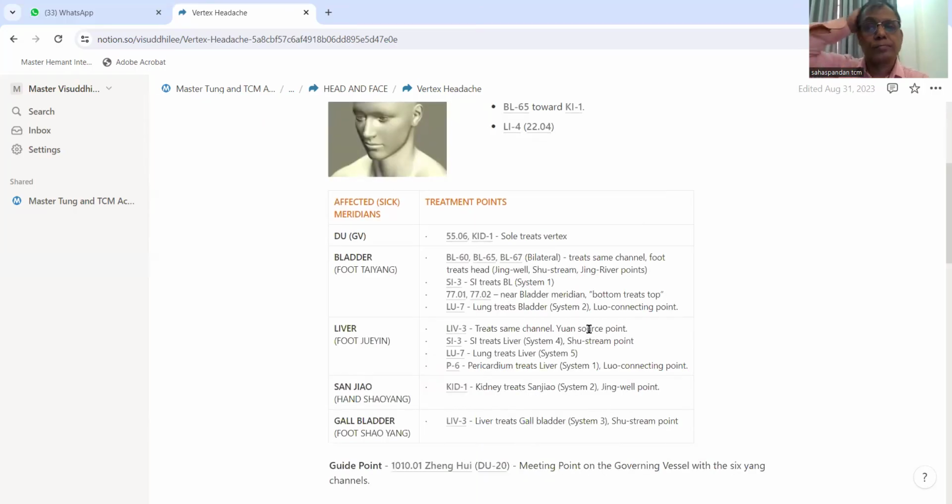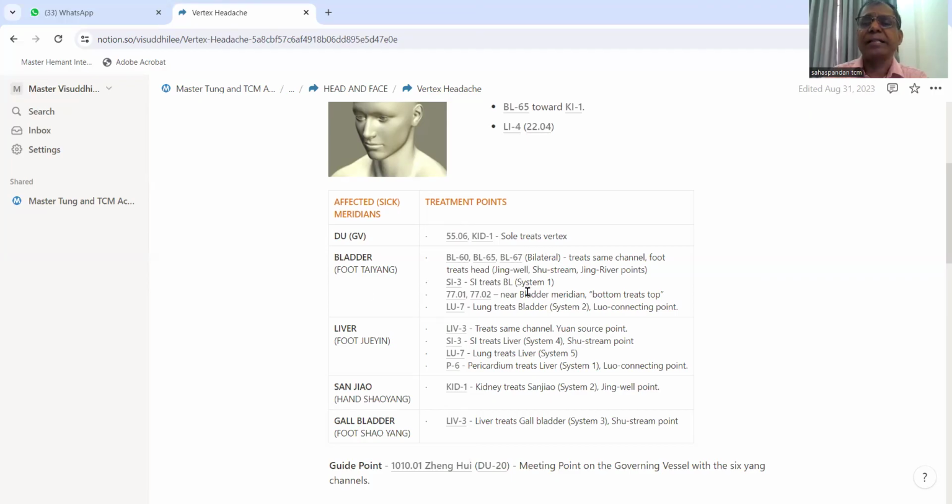So if the headache is on the DU meridian, 55.06, it is Kidney 1. So treat the sole for the vertex. It is a sole and vertex relationship. It is a mirror image as per the Tan balance system.